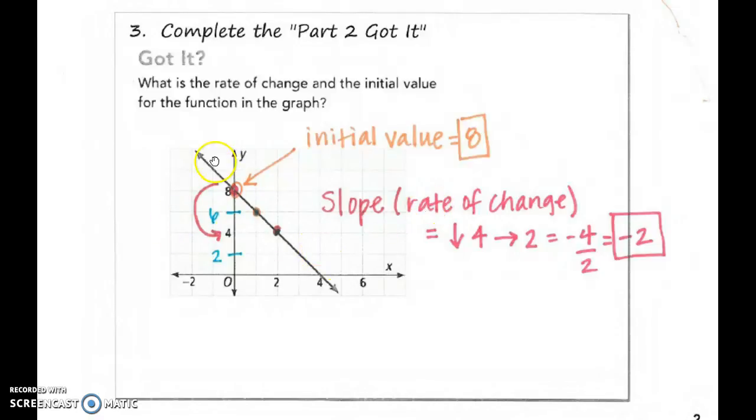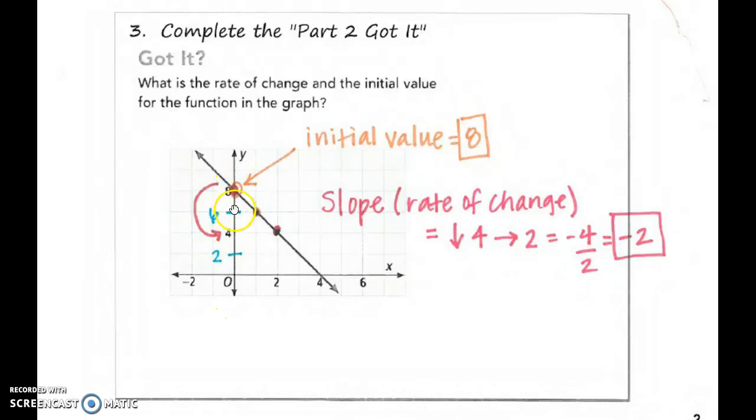Obviously, as we read from left to right, the slope is going down, so it should be negative. From here to here to here, these are all points. It looks like it's going from 8 down 2 spots to 6, because notice the graph is counting by 2s, 2, 4, 6, 8. So it's going from 8 to 6, down 2 over 1. Or you could say it's going down 4 over 2.